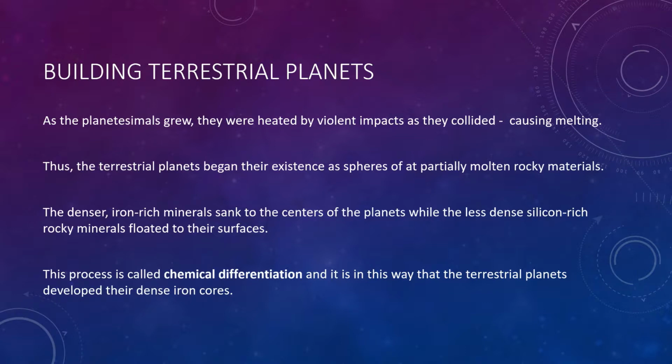Material was free to move within these molten spheres, so the denser iron-rich materials sank to the centers of the planets, while the less dense silicon-rich rocky material floated up toward their surfaces. This process is called chemical differentiation. In this way, the terrestrial planets developed their dense iron cores.